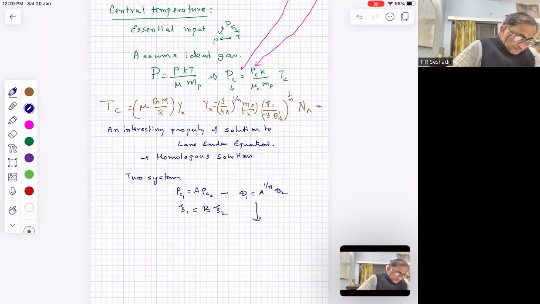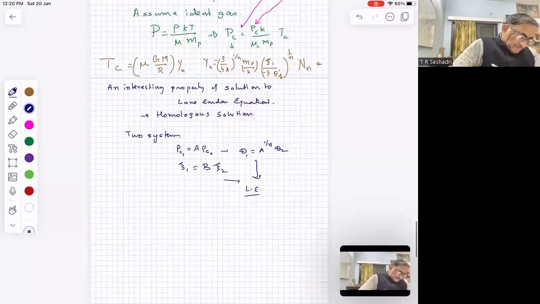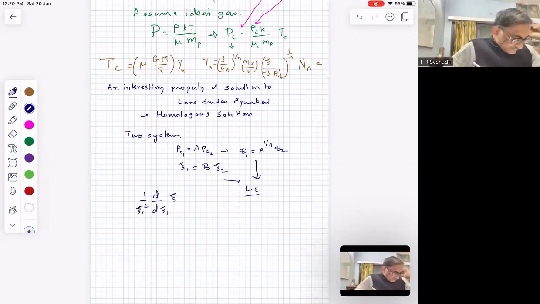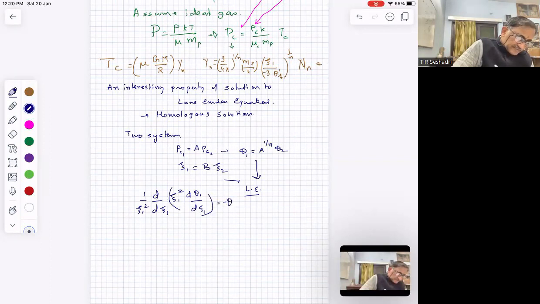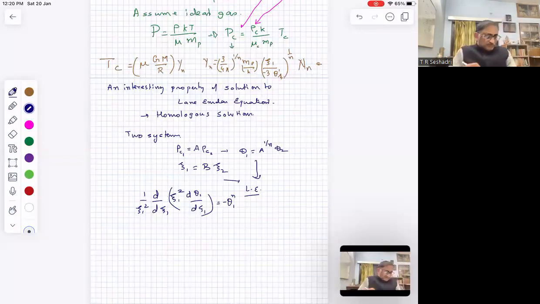Now, if I substitute both these into the Lane-Emden equation, then what I will find is, suppose I substitute this, okay? So this will be, suppose I have 1 by xi1 square d by d xi1. This xi1 is different from the previous xi1. I mean, it is not the radius of this. It is any radial coordinate inside. Okay. So this xi1 square d theta 1 by d xi1 is equal to minus theta 1 to the power n.